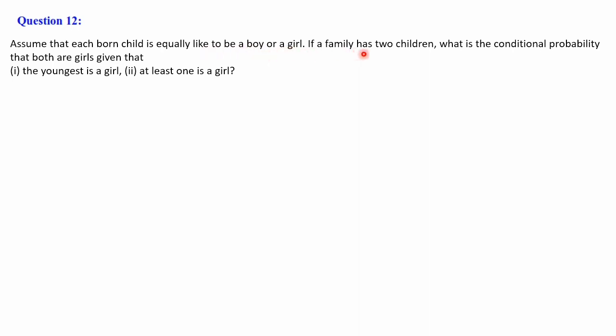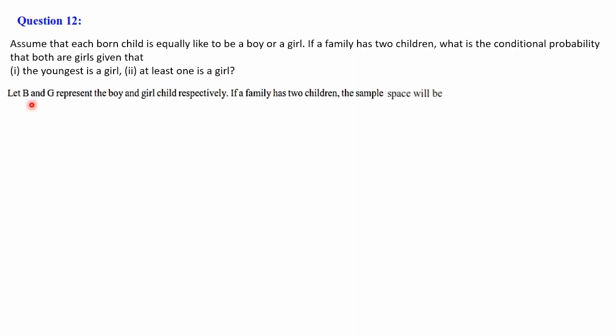If a family has two children, what is the conditional probability that both are girls? We have to find out the probability of getting both girls. Conditions are the youngest one is a girl, that is the first one. Second one, at least one is a girl. So let B and G represent the boy and girl child respectively, and in a family there are two children, it is given to us.